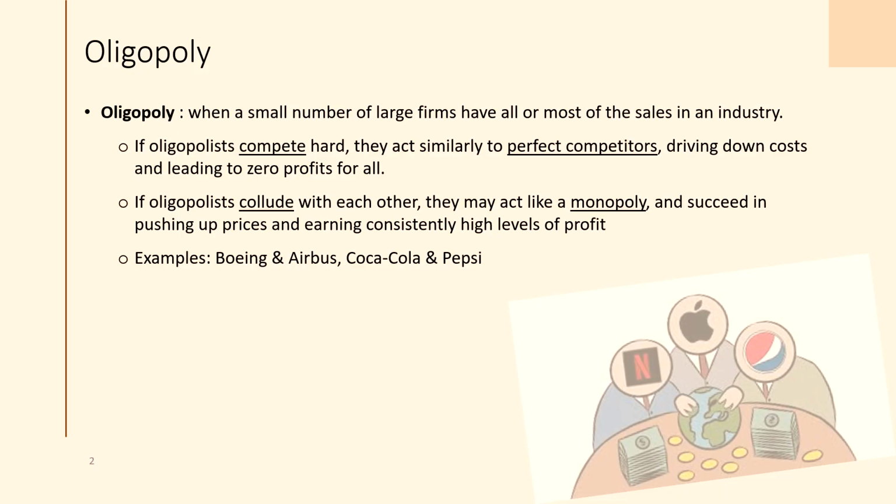If oligopolists compete aggressively, prices may fall, costs are pressured downward, and profits may become small, similar to outcomes in perfect competition. However, if oligopolies cooperate or collude, they may behave more like a monopoly by restricting output, raising price, and earning high profits. So oligopoly lies between competition and monopoly, but with an added element of strategic rivalry.